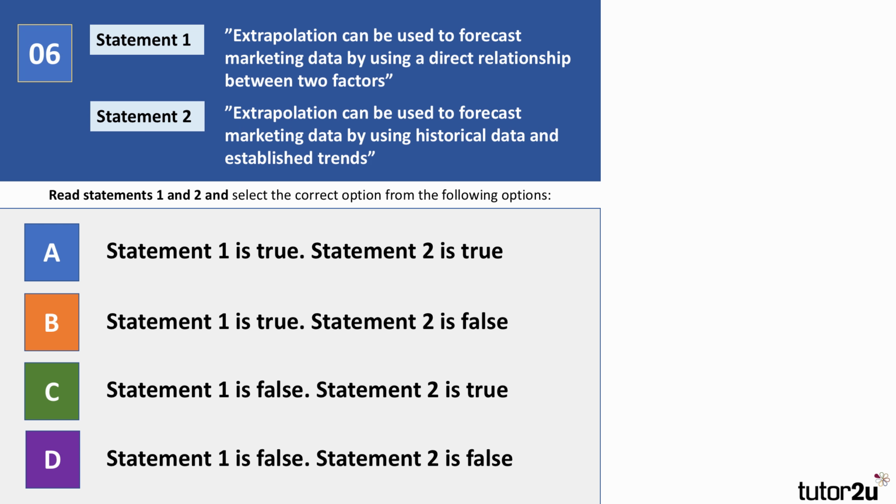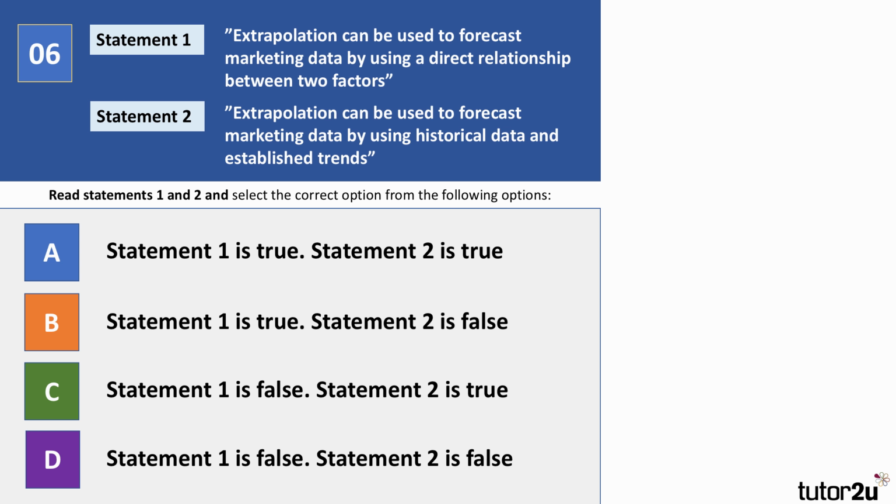Question 6. Statement 1. Extrapolation can be used to forecast marketing data by using a direct relationship between two factors. Statement 2. Extrapolation can be used to forecast marketing data by using historical data and established trends. Have a think, work out your answer, and then start the video again when you're ready. And we're back again. Hopefully you've had a go at that one.